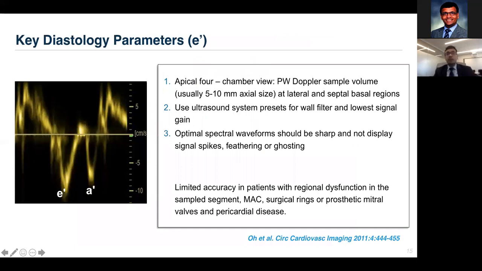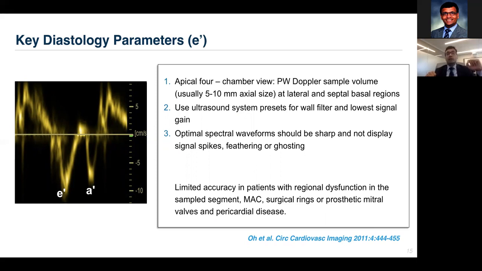Then you go towards the E prime, which is usually taken in the apical four-chamber view, and you take the pulse wave Doppler sample volume at the lateral and the septal basal region. It's very important. I see this many times. The region of interest can move into the atrium or below the mitral plane, and that can lead to different numbers. Good wall filter setting and optimal spectral waveforms, so that they are crisp and well displayed, and lack of feathering are important.